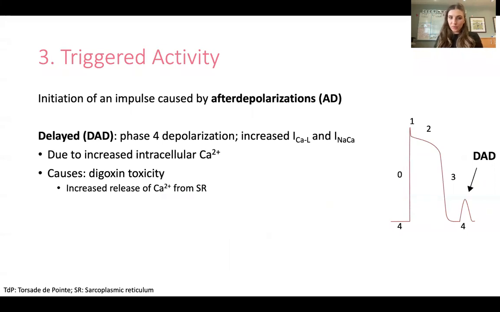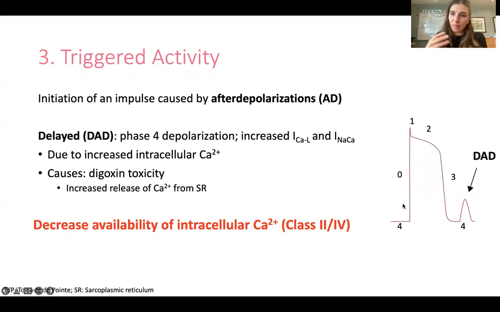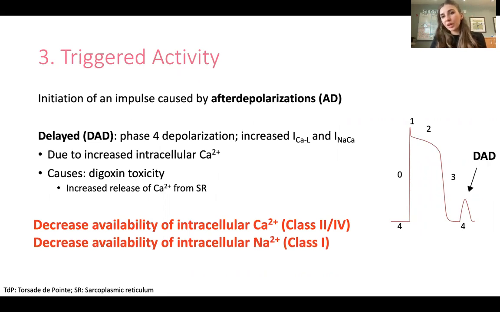There are also delayed after depolarizations. And this basically comes down to some sort of issue with calcium. So you've just had a little bit of calcium influx, and you have too much intracellular calcium occurring. A great example of this is digoxin toxicity, where you have too much calcium being released from your sarcoplasmic reticulum. How we could think about fixing this is obviously addressing how much intracellular calcium we have, and that's class 2 and class 4 agents. We can also think about sodium calcium exchangers. So if we use sodium channel blockers, we can also help prevent that pump. And then, of course, if the underlying problem is digoxin toxicity, we would address that.